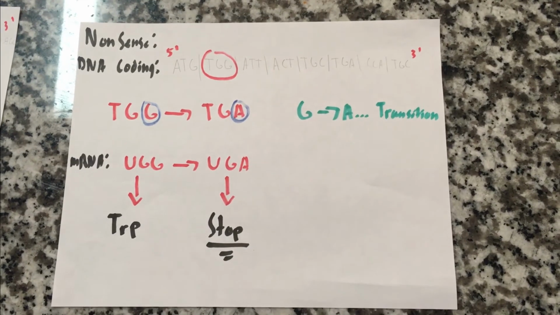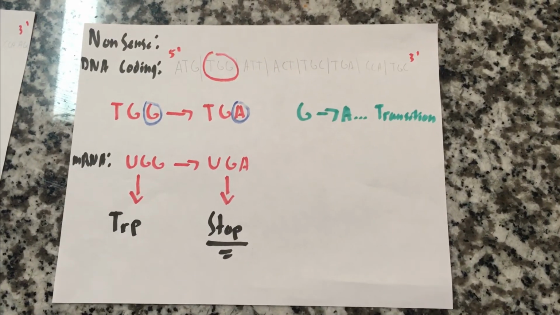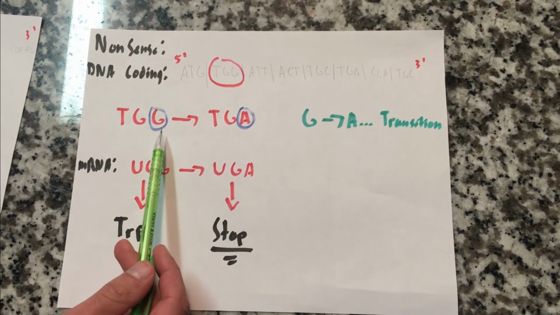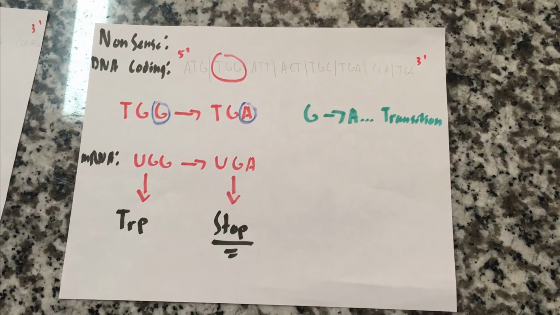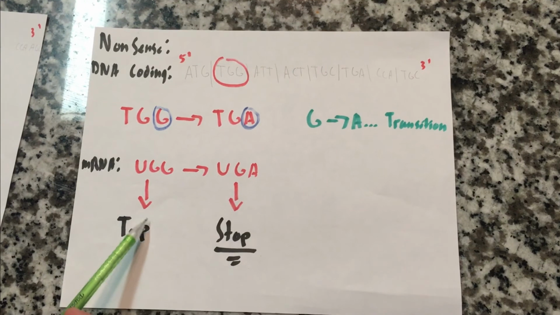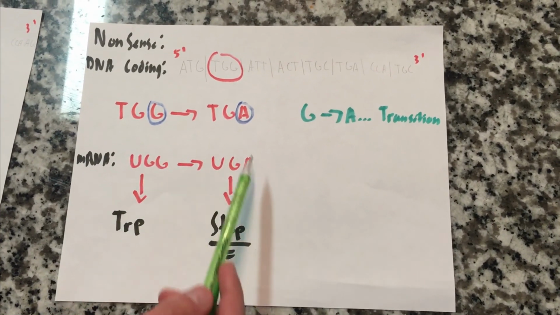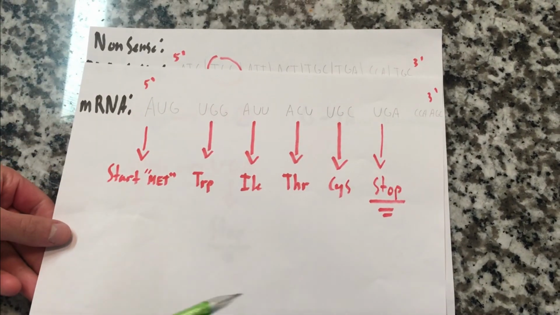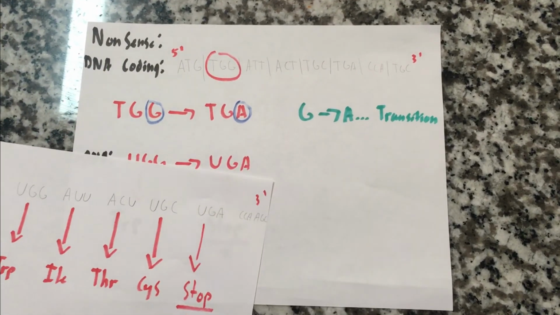In our last example, we're going to look at a nonsense mutation. Over here, we're going to zoom into our TGG, which is going to change to TGA, another transition, because it's going to go from purine to purine. Our mRNA over here, our original, is going to code for tryptophan, which is going to turn into a stop codon, thus inhibiting our amino acid chain, which would stop here, which would be an example of a nonsense mutation.